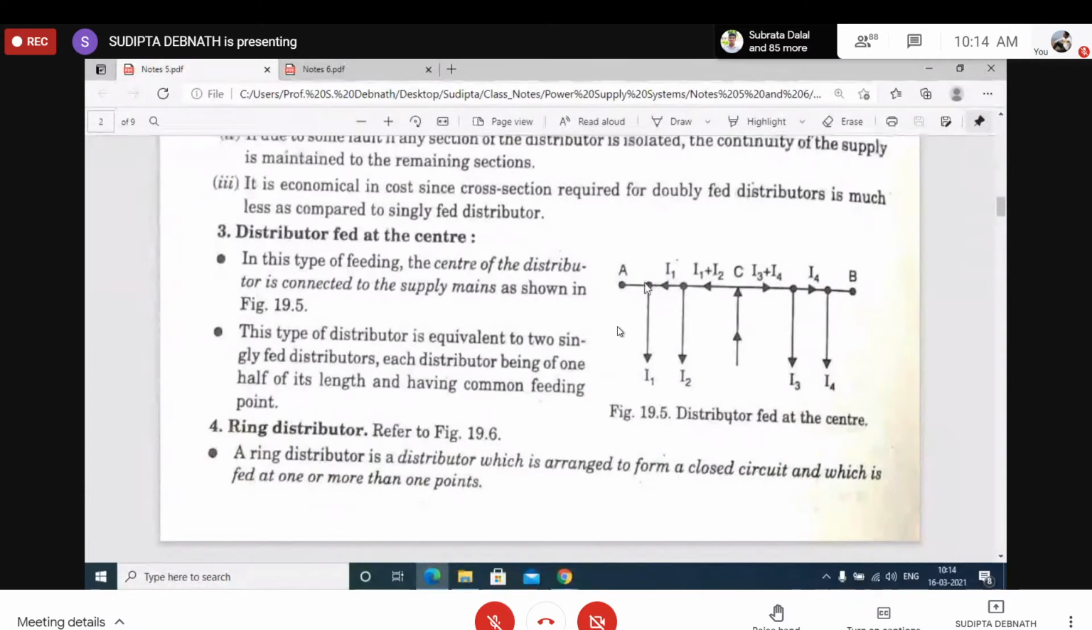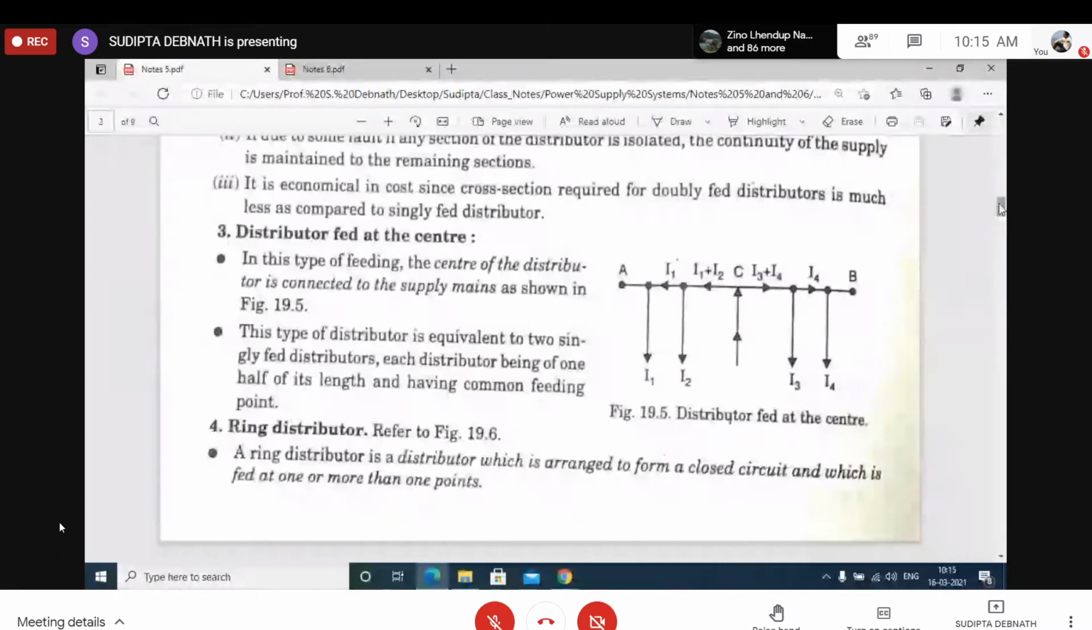So this type of distributor is equivalent to two singly fed distributors, each of half the length and having a common feeding point. Just this feeding point is joined. Otherwise it is the same as a singly fed distributor. So here also this part is heavily loaded. The portions of the distributors located near the feeding point are heavily loaded, and the portions located far away from the feeding point are lightly loaded. And also the voltage is minimum at the farthest end from the feeding point.